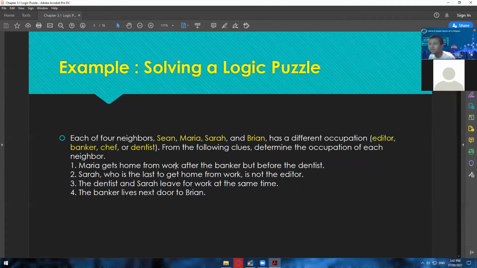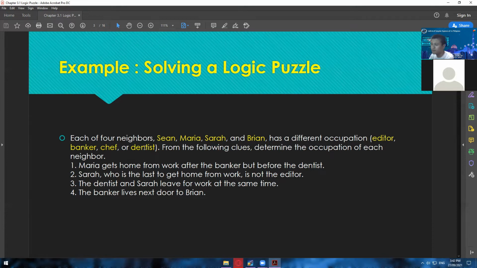Let's have this example, solving a logic puzzle. We call this one the scenario. Each of 4 neighbors, Sian, Maria, Sarah, and Brian, has a different occupation. One of them is an editor, another one is a banker, another one is a chef, and the other one is a dentist. From the following clues, determine the occupation of each neighbor.